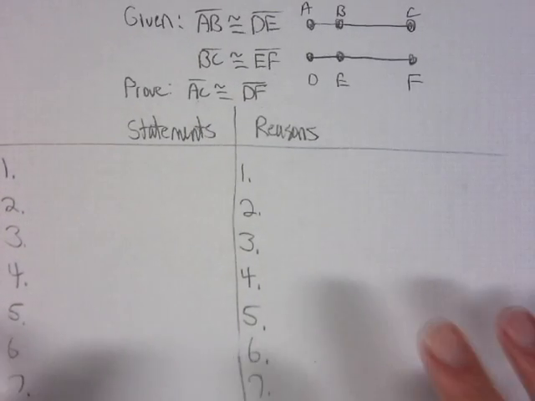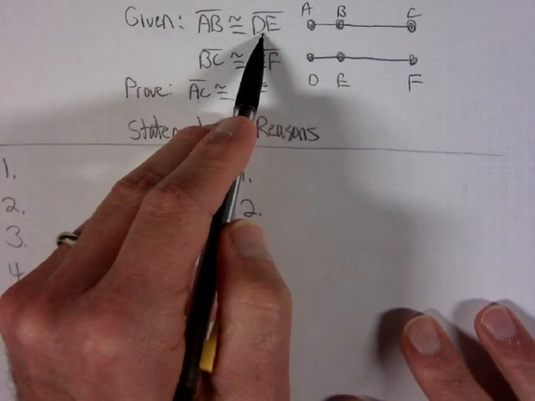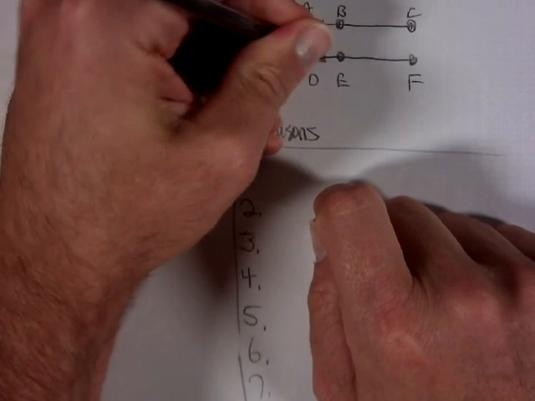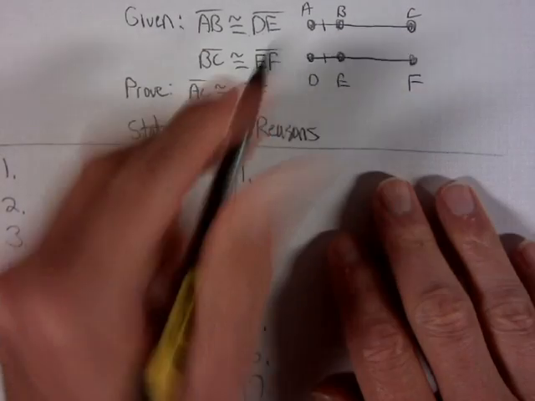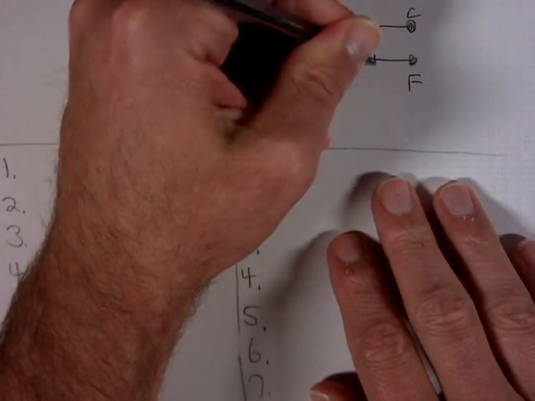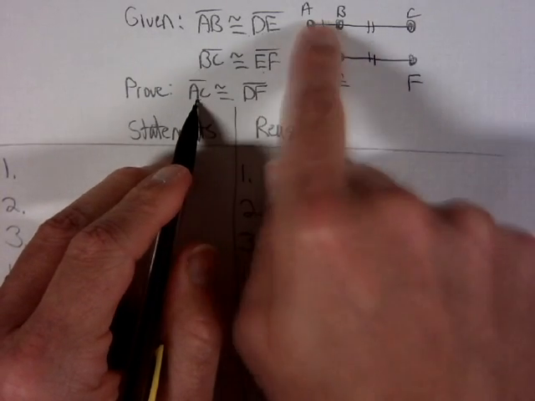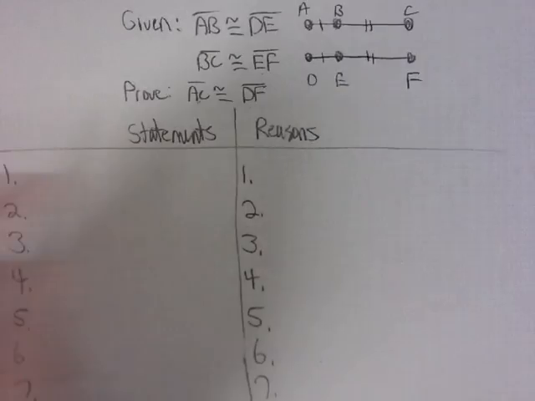All right, so what are we given? AB is congruent to DE. So we know these two segments are the same. And BC is congruent to EF. So we know these two segments are the same. Based on that, we want to prove that AC, this whole segment, is congruent to DF, this whole segment.